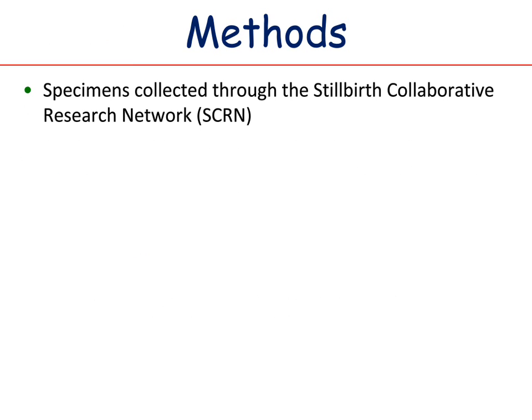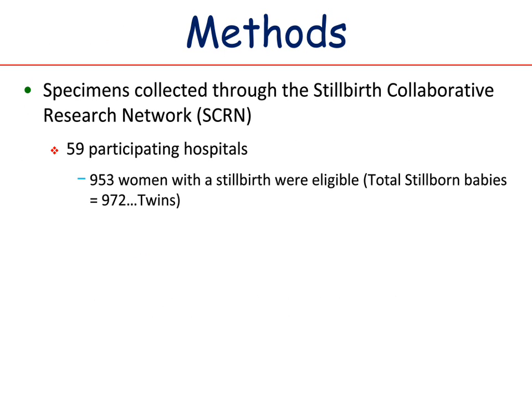The methods here: specimens were collected through the Stillbirth Collaborative Research Network, which I refer to as SCRN. There were 59 participating hospitals. We landed up with 959 women with stillbirth who were eligible. The total stillbirth babies were in fact 972 because there was the inclusion of twins. The total study number was 532, which represented 524 pregnancies.